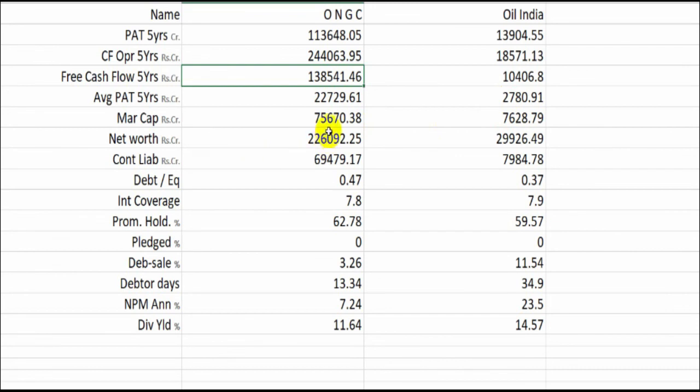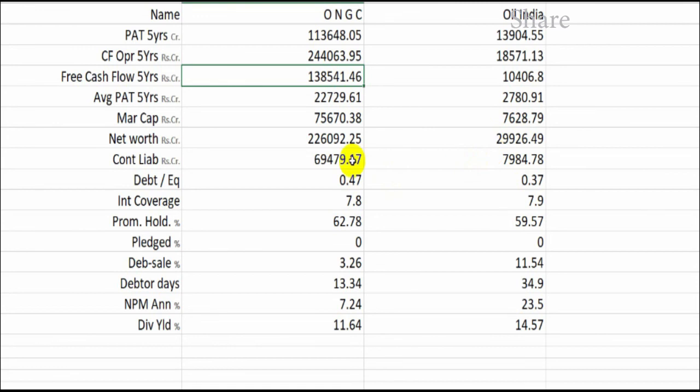The market cap, this is the total value of the company as of today in the market. So ONGC is available at 75,000 crores and Oil India is available at 7,628 crores. So we can see the actual size of the company. ONGC is almost 10 times larger than Oil India. Net worth wise, ONGC is actually worth 2,26,000, but the market participants have discounted it below its actual net worth. Oil India was worth around 29,000 crores, but here too it is trading at an extreme discount to its net worth.